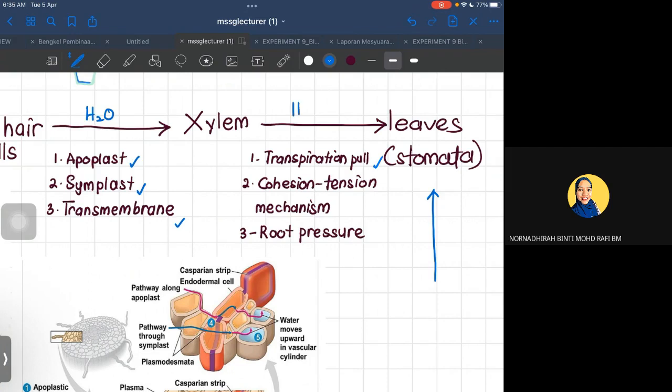The first one is transpiration pull, the second one is cohesion tension mechanism, and the third one is root pressure. The first two we call the pulling effect. Pulling means it pulls from the top downward, and root pressure is the pushing effect. Pushing effect is from the bottom upward, it pushes the water. Kalau pulling effect, dia akan tarik air daripada atas.